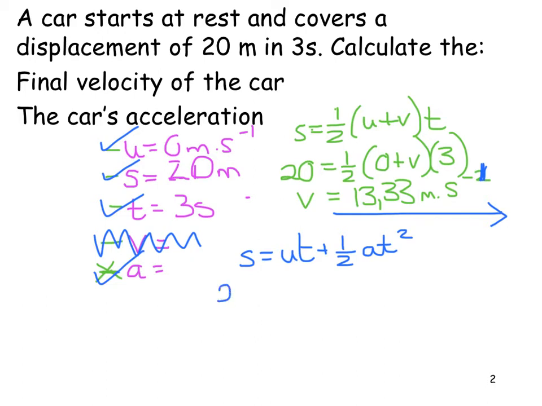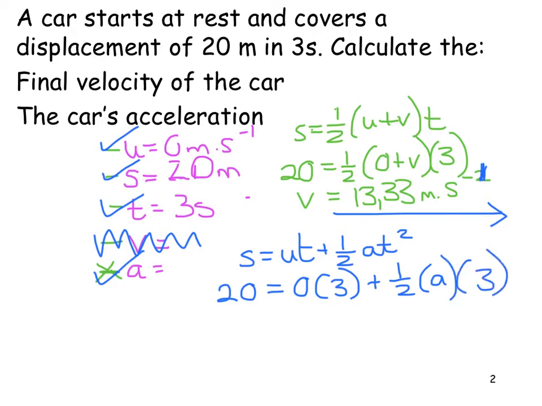So substituting values, 20 is equal to 0 times 3 plus a half. Acceleration is what I'm looking for, and time squared. And I land up with an answer of A is equal to 4,44 meters per second squared. Again, you need to be able to do your maths here. You're going to say 0 times 3 means that term disappears altogether. Then you multiply the 20 by 2 and divide it by 9.